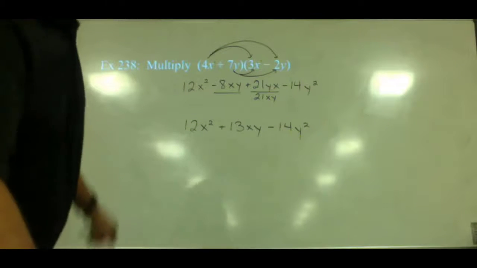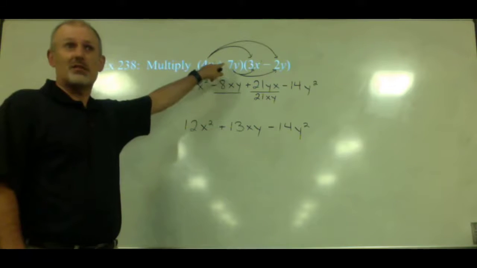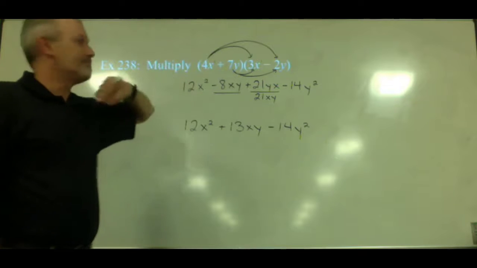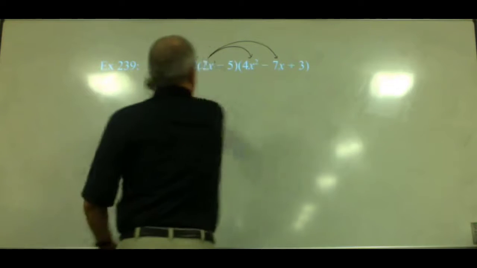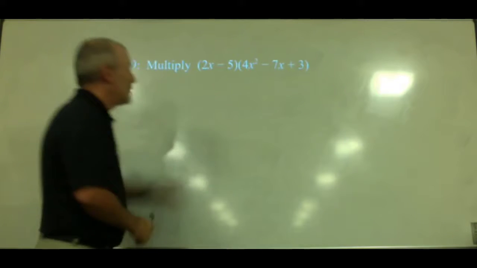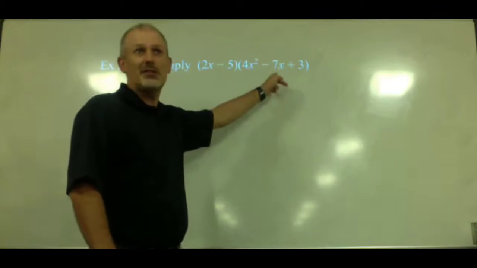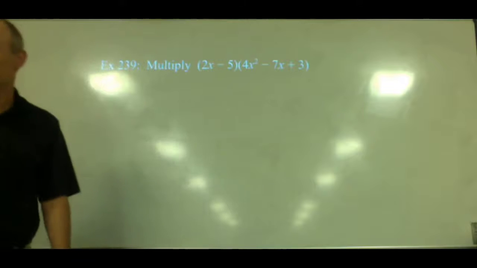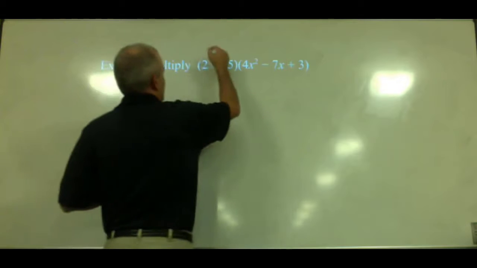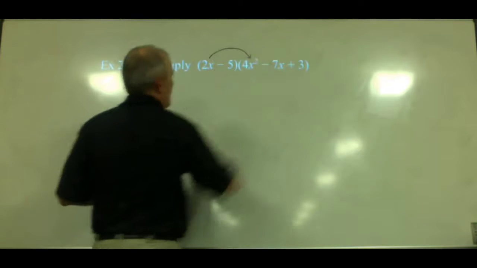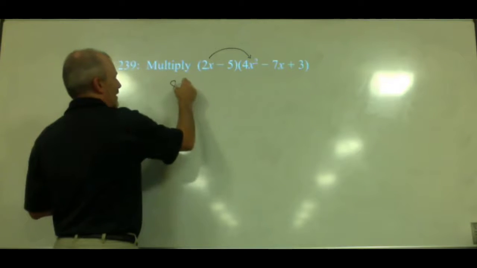Okay, so notice we use the distributive property again. We just have to do it twice because there's 2 terms here, right? Okay. All right. This time we have a binomial times a trinomial. So what do you think we're going to do? Distribute again, right? So we're going to take 2x times 4x squared, and what do we get there? 8x to the third. Correct.